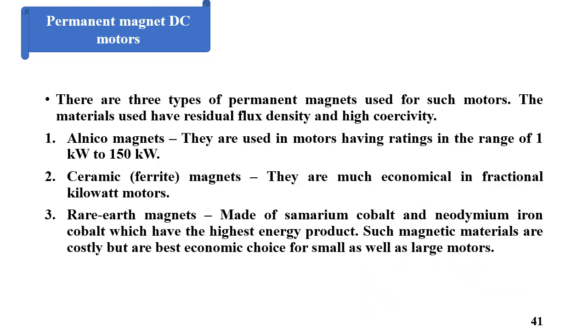There are three types of permanent magnets used for such motors. The material used must have a very high residual flux density and high coercivity. The first type is Alnico magnets. They are used in motors having ratings in the range of 1 kilowatt to 150 kilowatts. The second type is ceramic or ferrite magnets. They are much more economical in fractional kilowatt motors.